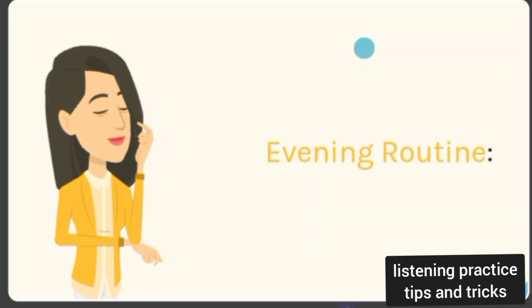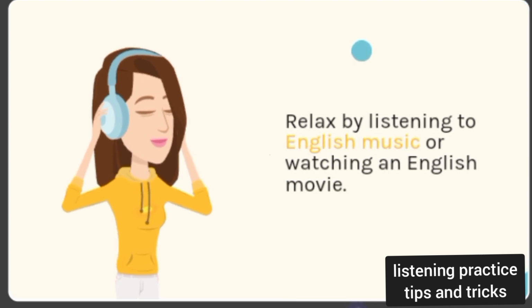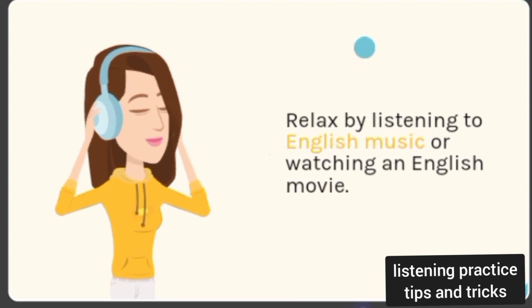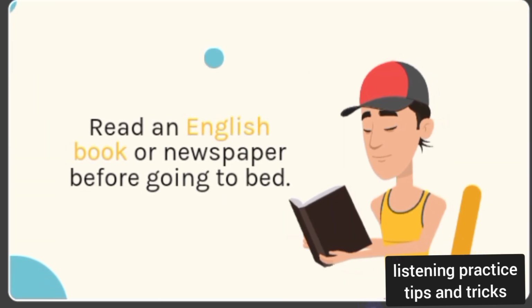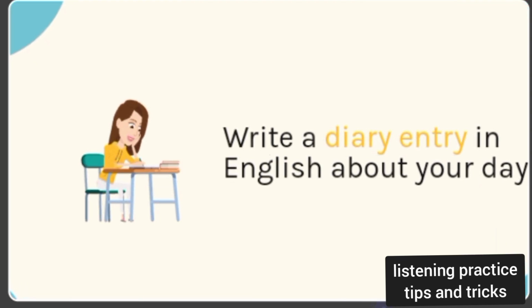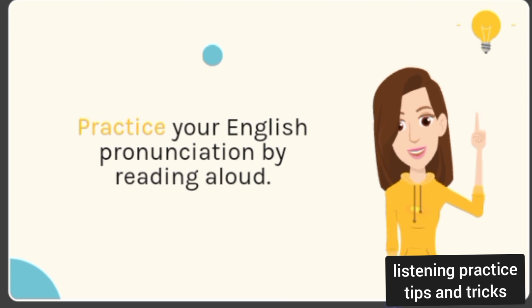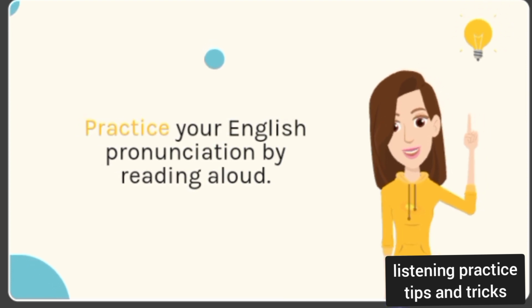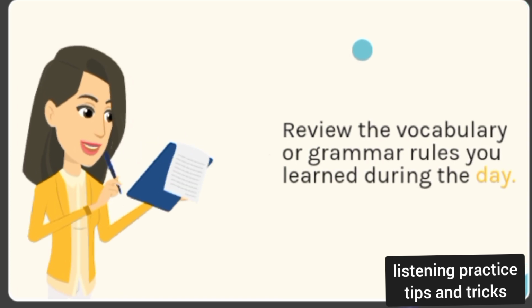Evening routine. Relax by listening to English music or watching an English movie. Read an English book or newspaper before going to bed. Write a diary entry in English about your day. Practice your English pronunciation by reading aloud. Review the vocabulary or grammar rules you learned during the day.